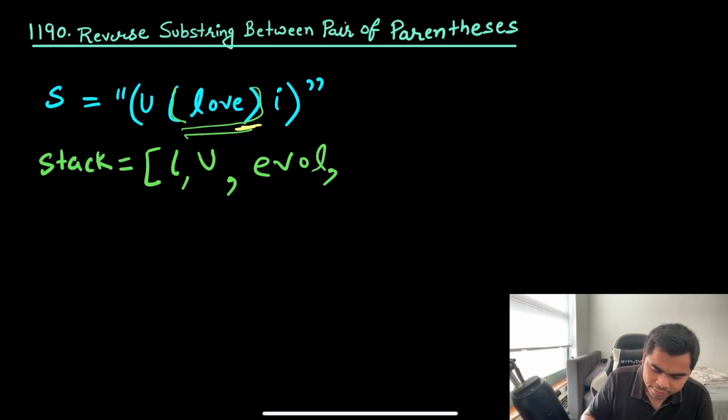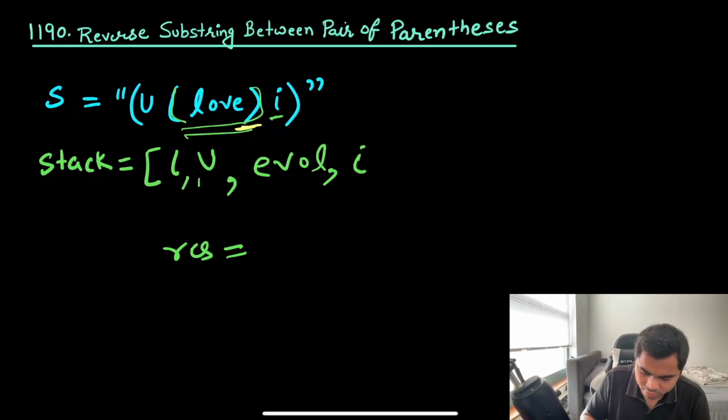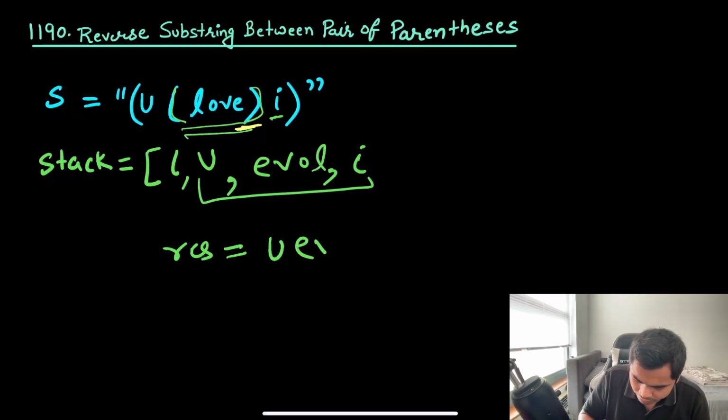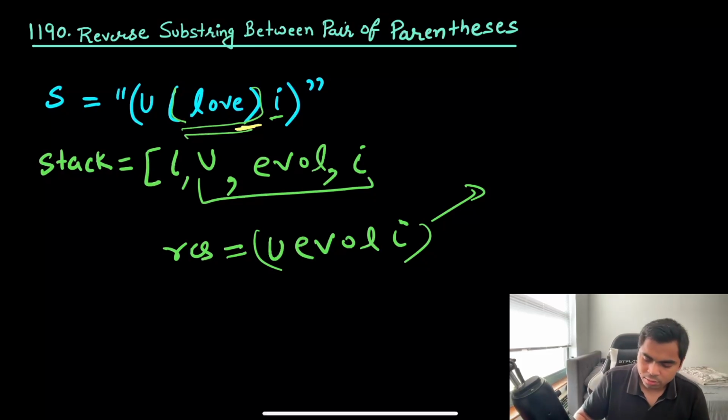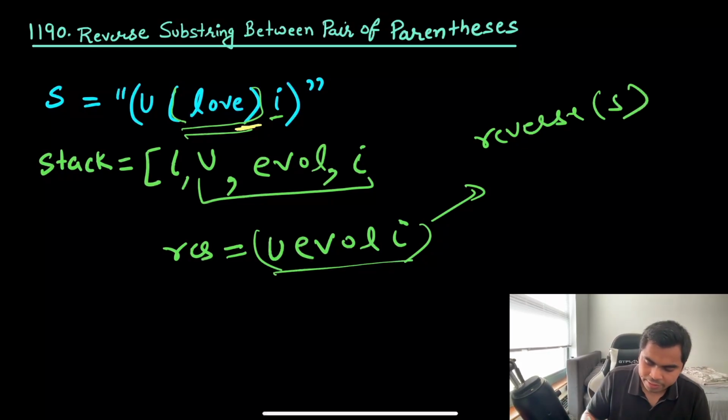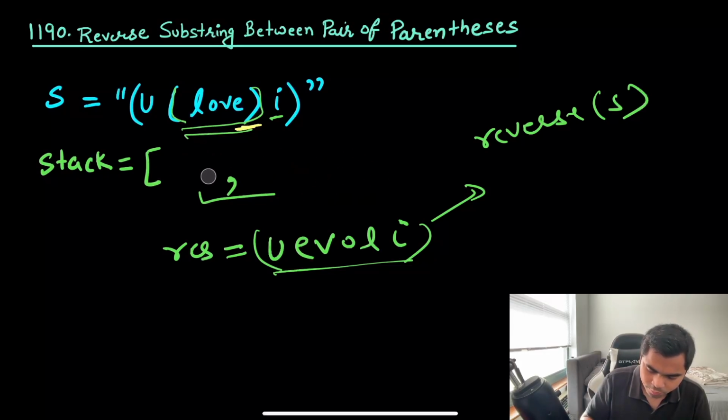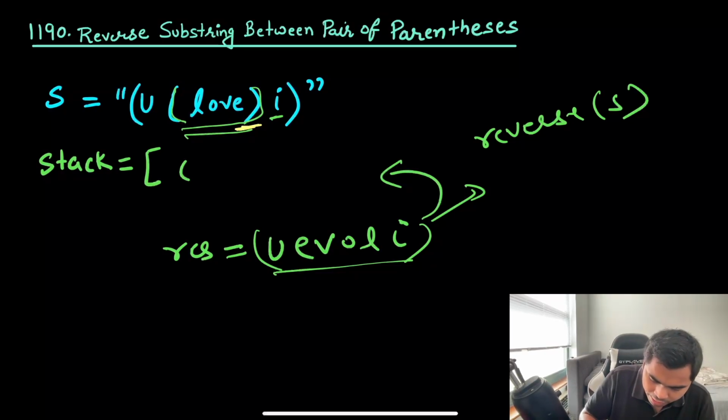Now let's continue with my string S. I append the next character, then I see a closing bracket, so I start popping. Again I create the string until I see the opening bracket. So I will have U E V O L and I, and I send this to my reverse function, which returns the reverse of this, and I append that to the stack. Remember we have just popped out all of these values, even the opening bracket, and the reverse of this I append to my stack. So this will become I love you.